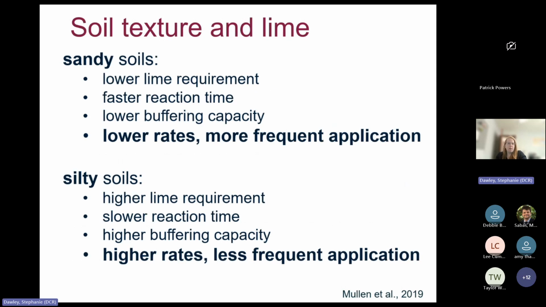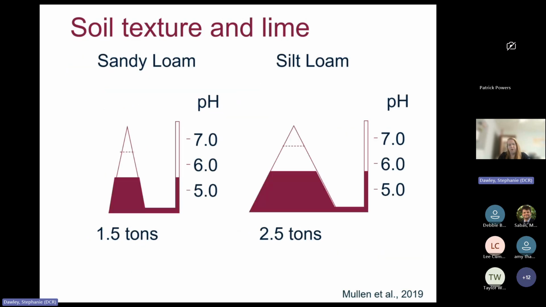Like I was saying a few moments ago, with sandy soils you're going to see lower lime requirements and fast reaction times, but you're going to need more frequent applications just because the soil is not going to hold on to those nutrients. Silty soils are going to need higher lime requirements. You're going to see a little bit of a slower reaction, but less frequent applications, and that's only going to increase as you get into the more clayey soils.